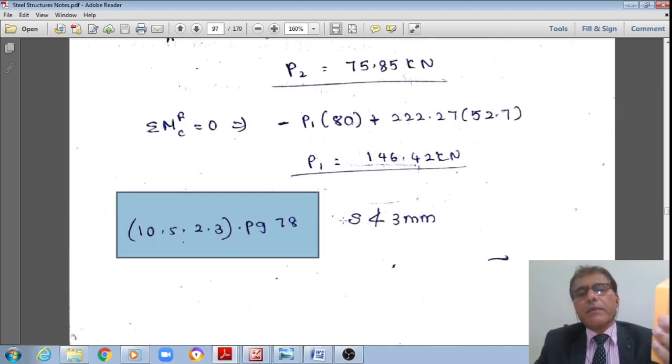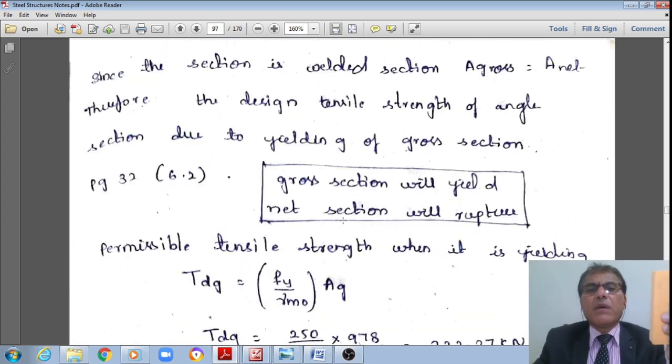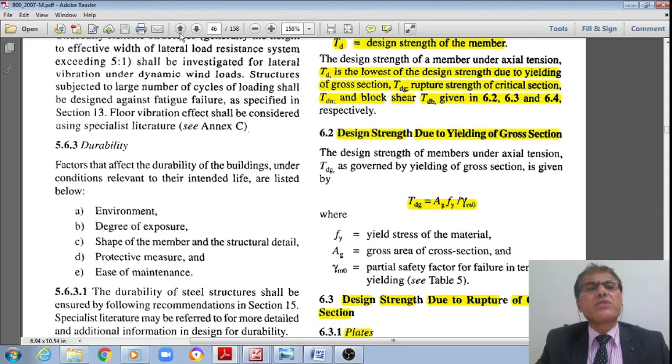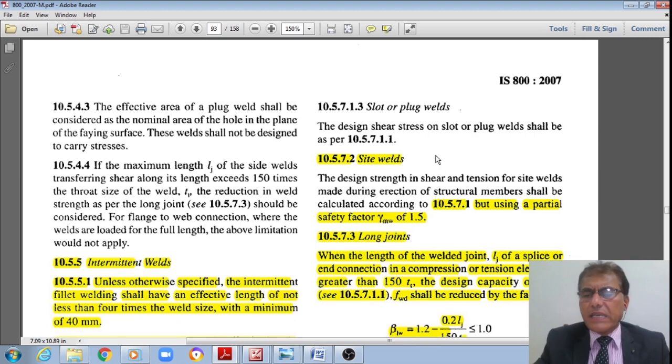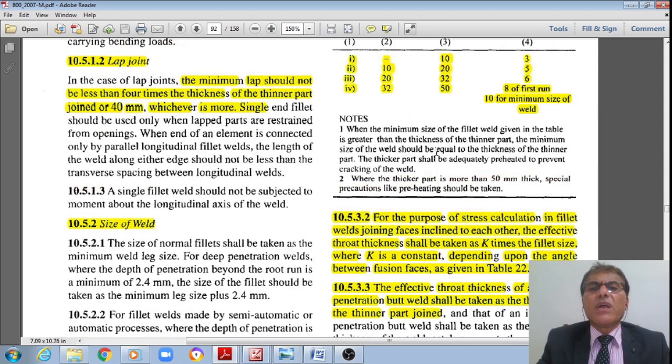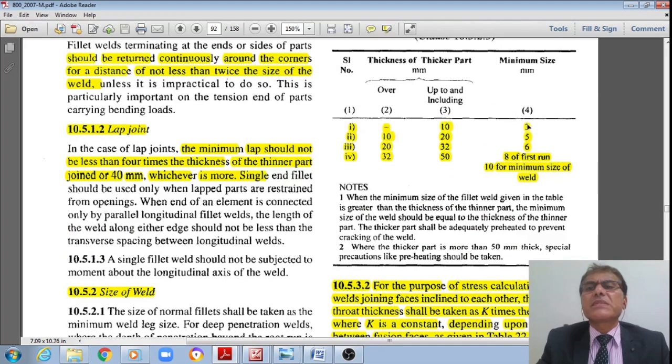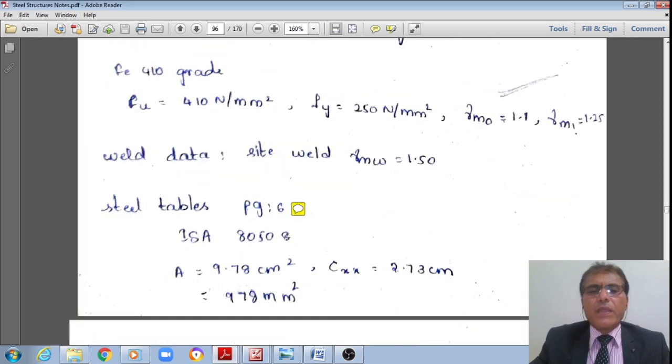Here I do have the plate, right? Let me see this data. A 12 mm plate is given, whereas this angle is 8 mm. Out of these, 12 mm is the maximum. Therefore, even for 12 mm, just now we have seen that the thickness of 12 mm will govern. Therefore, for 12 mm, the minimum size should be 5 mm, right? Therefore, I'll use that data.